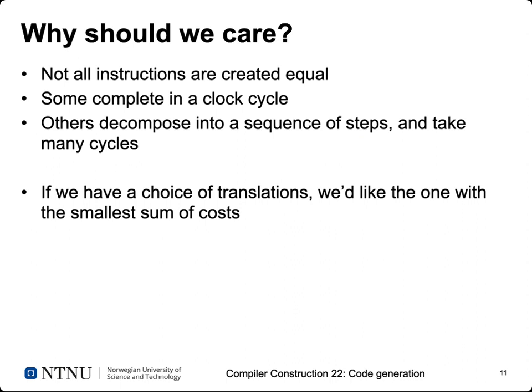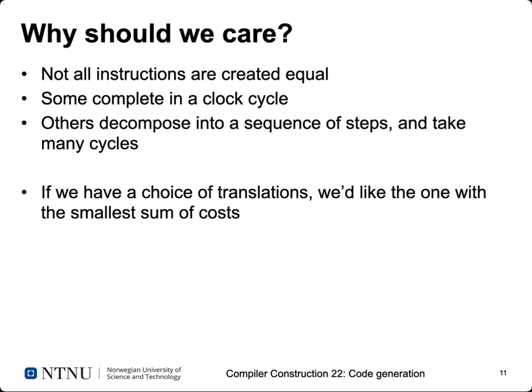So what's the difference? Why should we actually care about this? Now we've seen not all instructions are created equal. Some instructions on some machines are very fast, so they complete in a single clock cycle. Some may take quite a lot of time. For example, a general integer division might take quite a lot of time. And if you just do an integer division by a power of 2, you could replace it by a shift instruction to perform the same operation in less time.